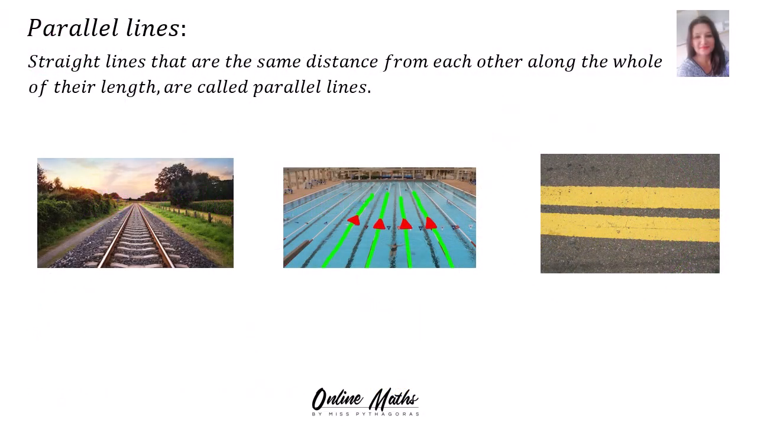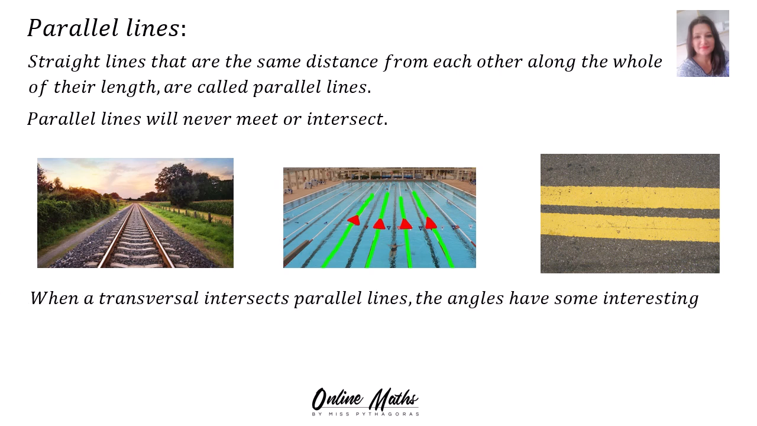Parallel lines. Straight lines that are the same distance from each other along the whole of their length are called parallel lines. Parallel lines will never meet or intersect. And there you find some examples. When a transversal intersects parallel lines, the angles have some interesting properties. This leads to 3 more theorems.